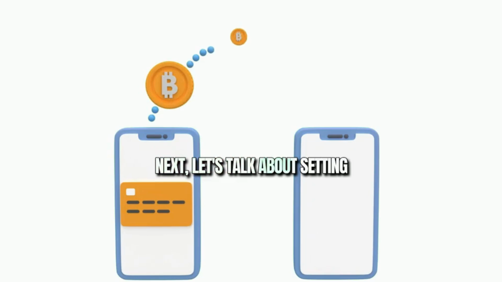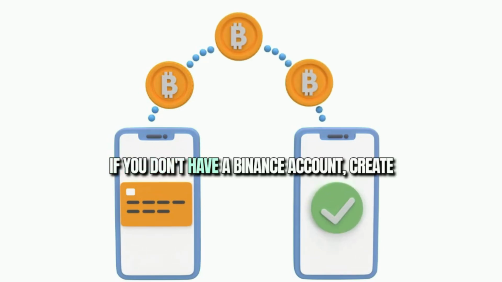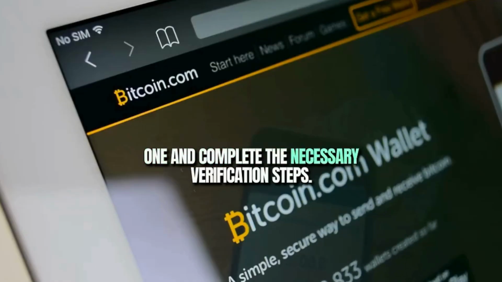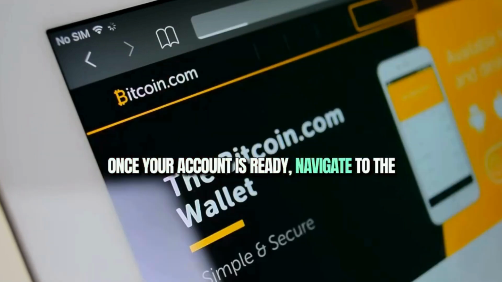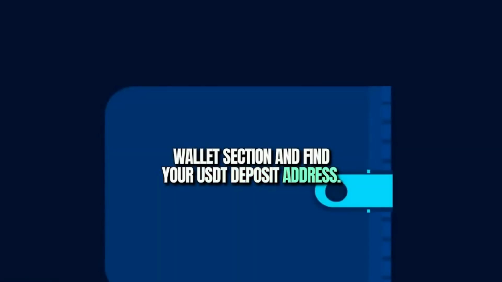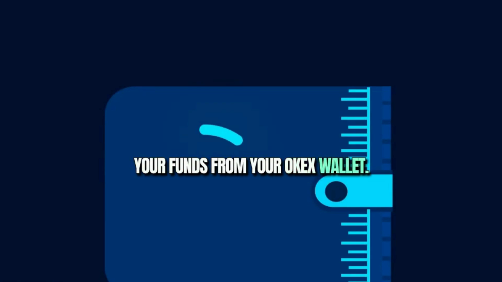Next, let's talk about setting up Binance for receiving funds. If you don't have a Binance account, create one and complete the necessary verification steps. Once your account is ready, navigate to the Wallet section and find your USDT deposit address. This address is where you'll send your funds from your OKX wallet.